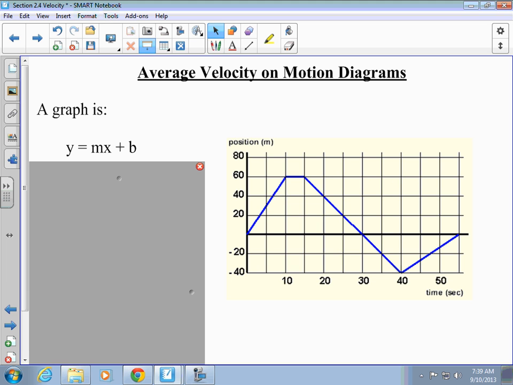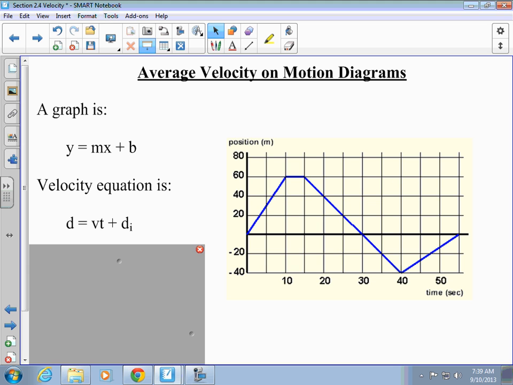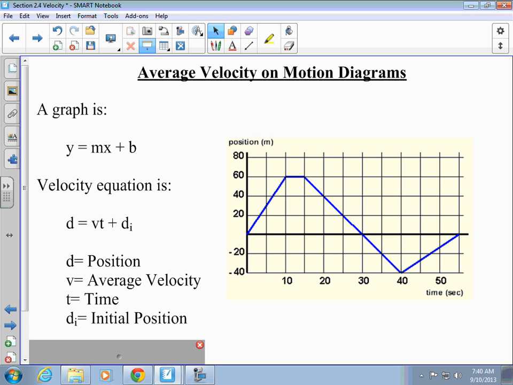But we can convert y is equal to mx plus b into something very important for us in regards to our position time graph, where we can transform it into d is equal to vt plus di. See how d is a nice substitute for y, v for m, x for t, and b for di. Now what does each of those values mean? D equals position, v equals average velocity, t equals time, and di equals initial position.